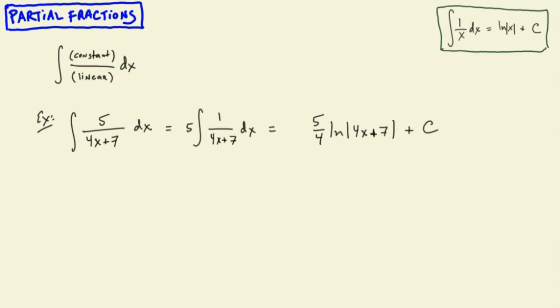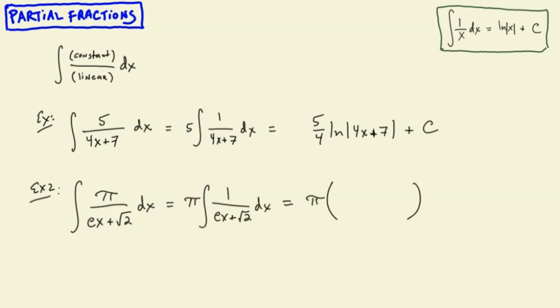Maybe one more very quickly. Let's integrate pi over e^x plus the square root of 2. Well, of course, we can pull the constant factor of pi through the integral, like so. And now, to actually do this integral, we just think, well, this is 1 over something. So we kind of expect to get something like log of the absolute value, don't forget the absolute value, of e^x plus root 2. But is the derivative of this stuff equal to the integrand here?